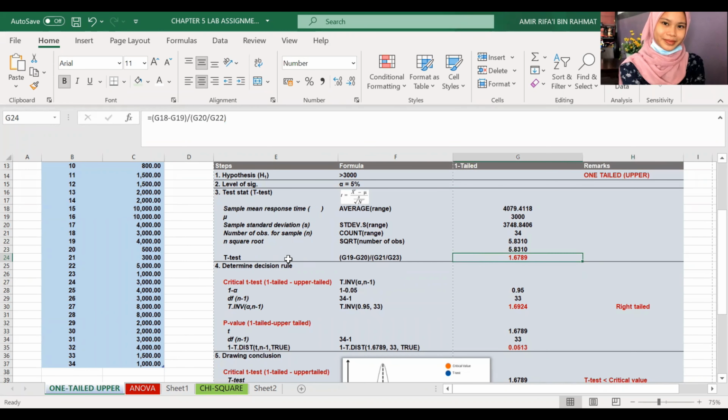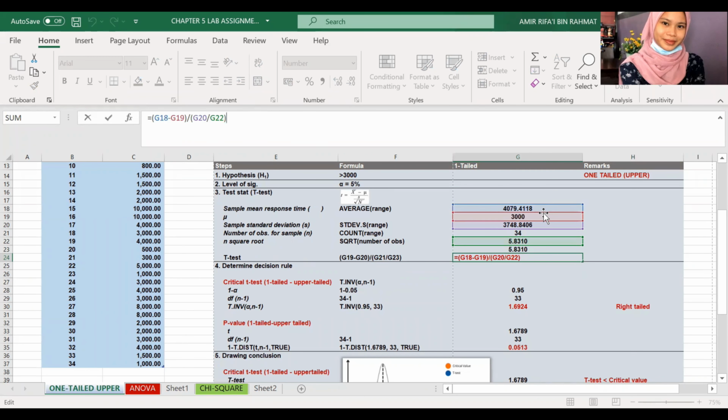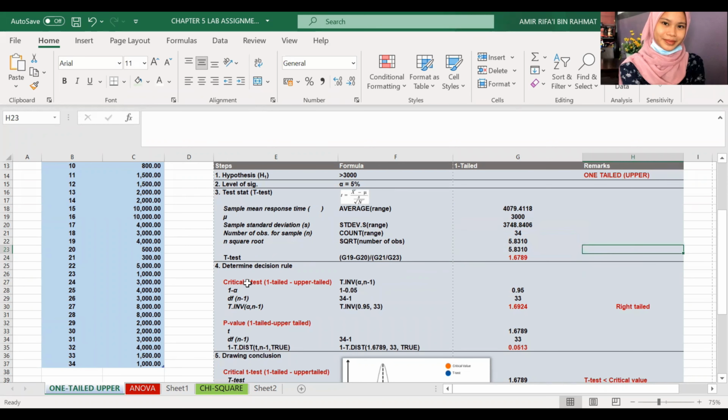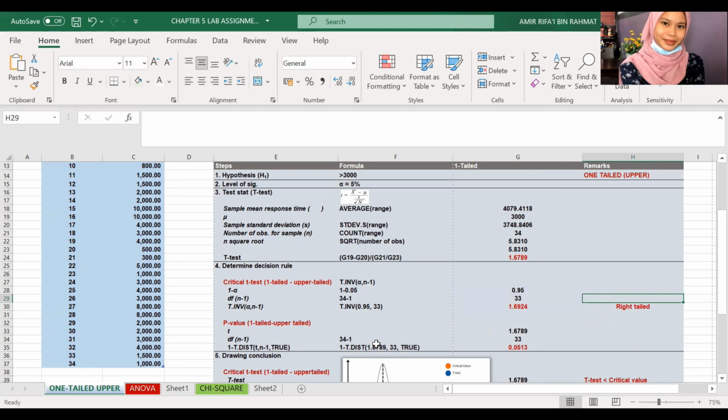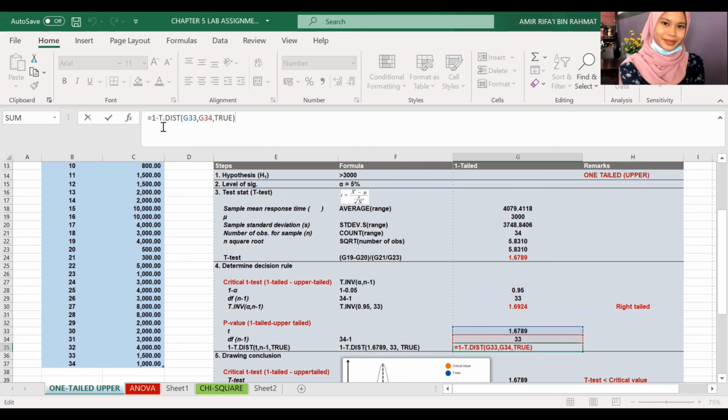For the t-test, equal bracket, select average minus mu, close bracket, then divide by bracket, sample standard deviation divided by n square root, close bracket. For the critical t-test, the formula is equal T.INV, select 1 minus alpha, comma, and select df. For the p-value, the formula is equal 1 minus T.DIST, select t-test, comma, df, comma, TRUE.